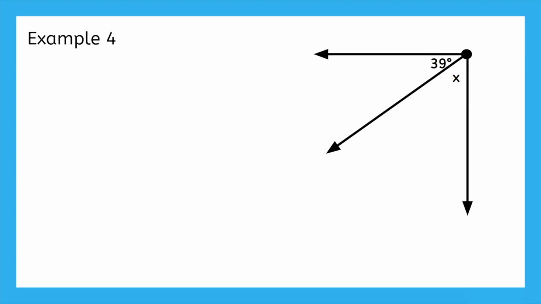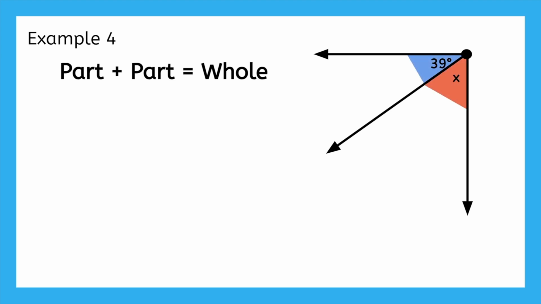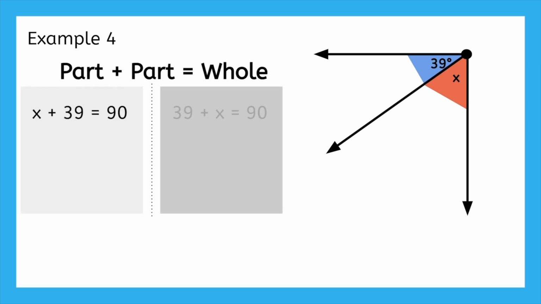There are actually two ways you can set up this equation. Either way, you should start by writing out part plus part equals whole. Next, rewrite, replacing the words with numbers and a variable. Our parts are 39 and x, and the whole for this problem is 90 because these two angles are complementary. So you can set up your equation as x plus 39 equals 90, or 39 plus x equals 90. Your parts can go in any order. When you're ready, pause and solve your equation.